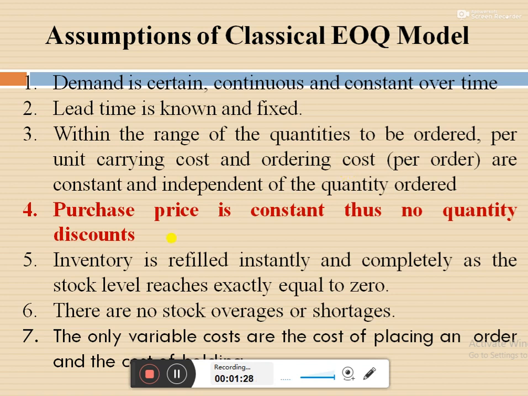In this video, we will discuss a situation in which the fourth assumption, that is purchase price is constant, is not fulfilled. It means the purchase price is not constant, or there are quantity discounts available. In real life, it is very common to find price discounts if we place an order for a larger number of units.